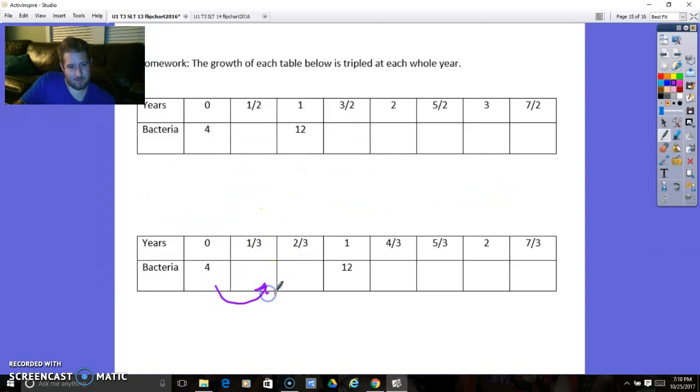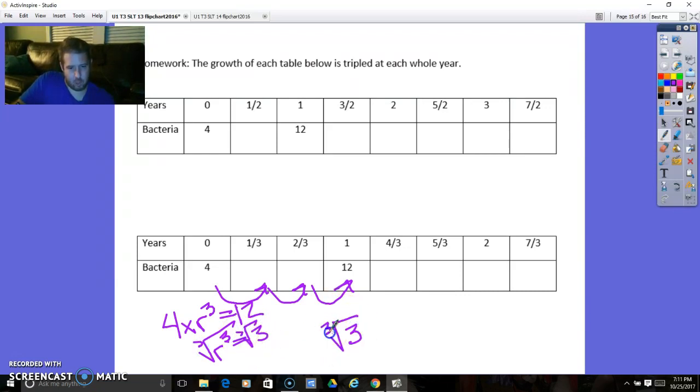This time, it's the same numbers, but this time, the rate's being multiplied 3 times in order to get to 12. So 4 times a rule 3 times equals 12. Divide both sides by 4, once again gives me 3. But this time it's the cubic root of 3. What number times itself 3 times is 3?